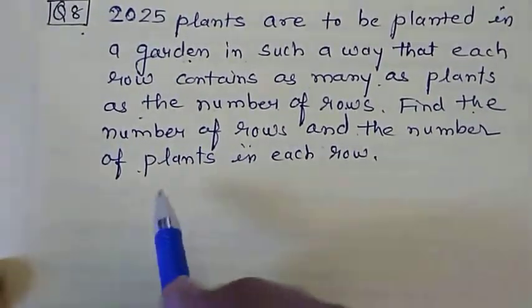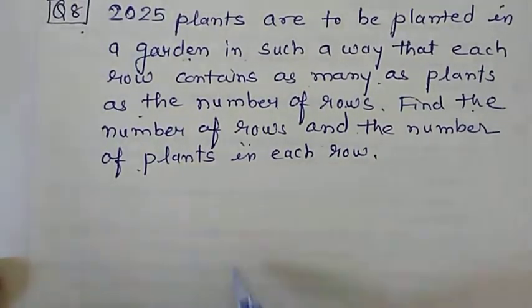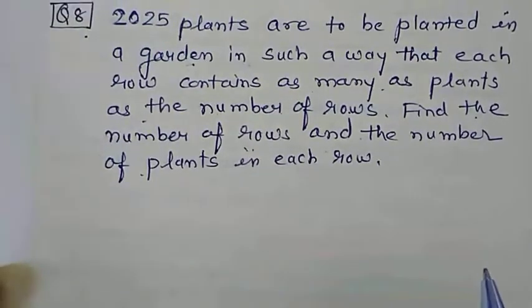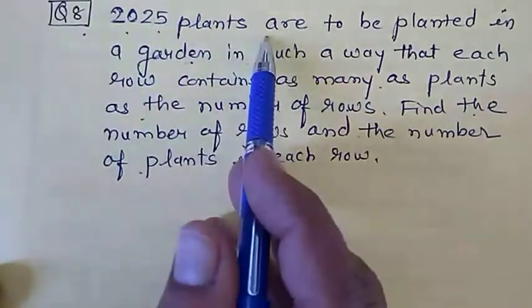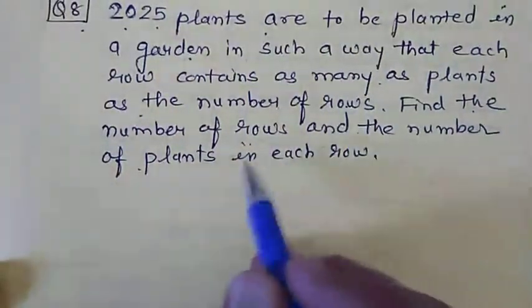Suppose you make 10 rows, then each row will have 10 plants. If you make 5 rows, then each row will have 5 plants. It means the number of rows is equal to the number of plants. In such a way we have to divide these 2025 plants. So the number of rows equals the number of plants in each row.